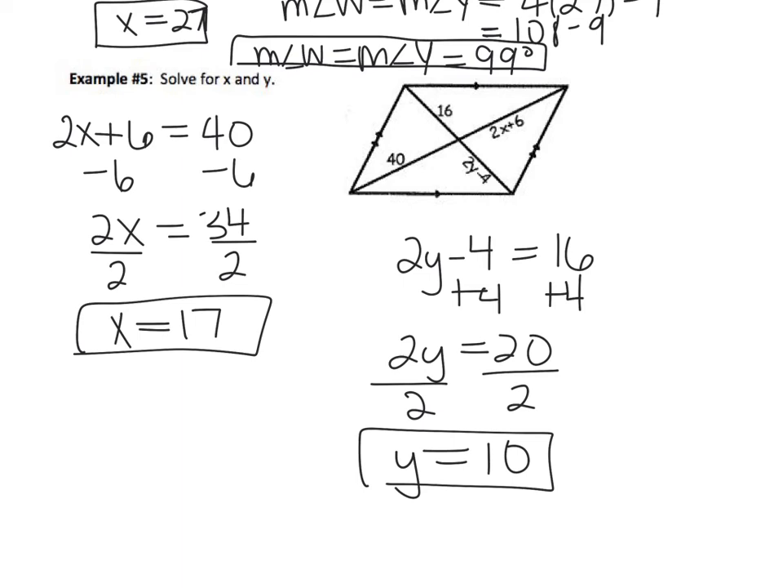So just to review, for parallelograms, opposite sides are parallel and congruent. Opposite angles are congruent. Consecutive angles are supplementary, and our diagonals bisect each other.